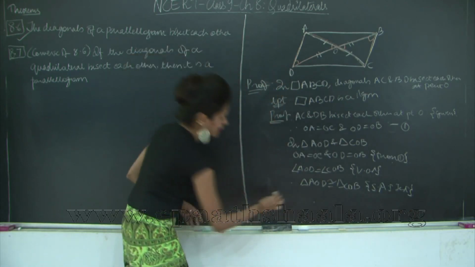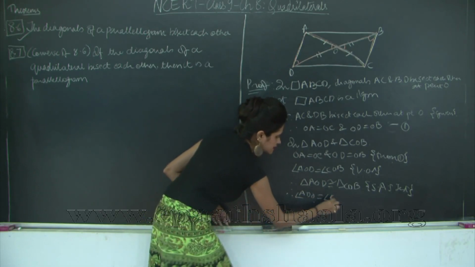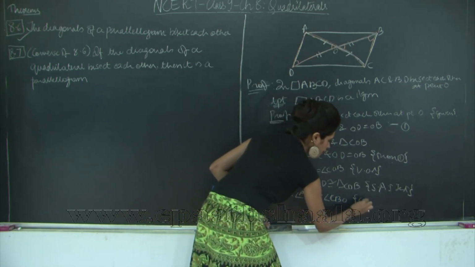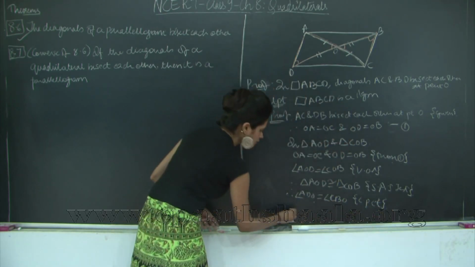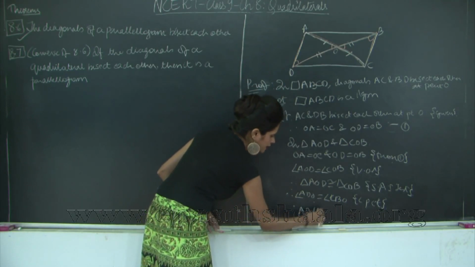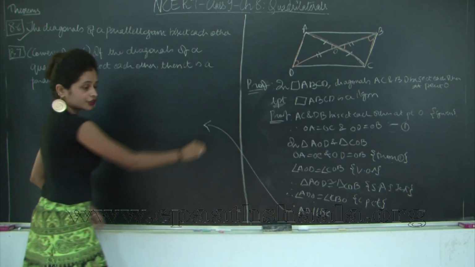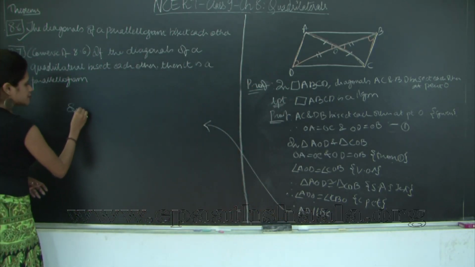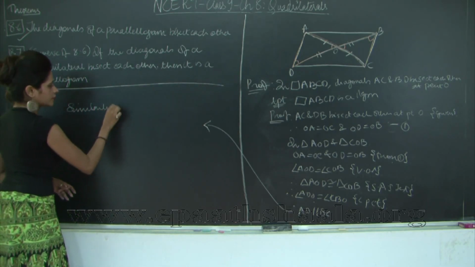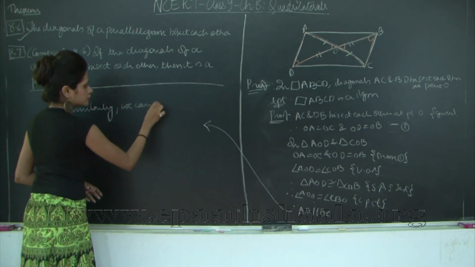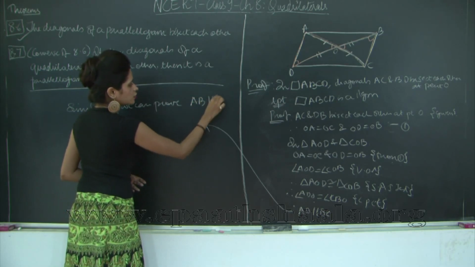Therefore, what can I say? That angle ADO is equal to angle CBO. Why? Corresponding parts of congruent triangles. Therefore, AD is parallel to BC. Similarly, let's continue here. Similarly, we can prove that AB is parallel to DC.